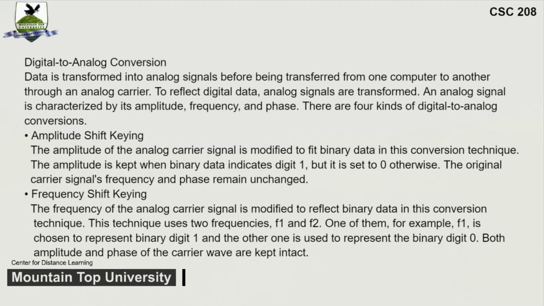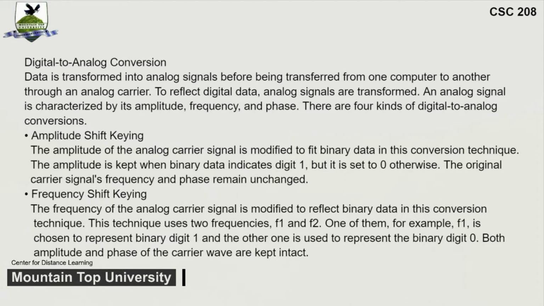Digital to analog conversion. Data is transformed into analog signals before being transferred from one computer to another through an analog carrier. To reflect digital data, analog signals are transformed. An analog signal is characterized by its amplitude, frequency, and phase. There are 4 kinds of digital-to-analog conversions.